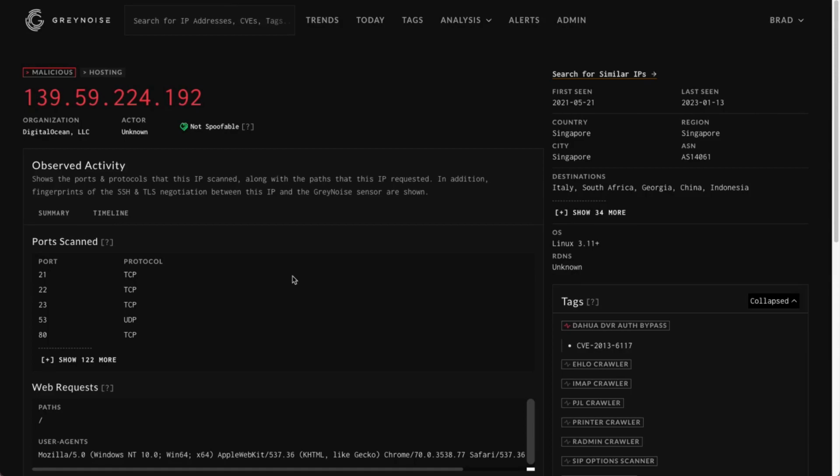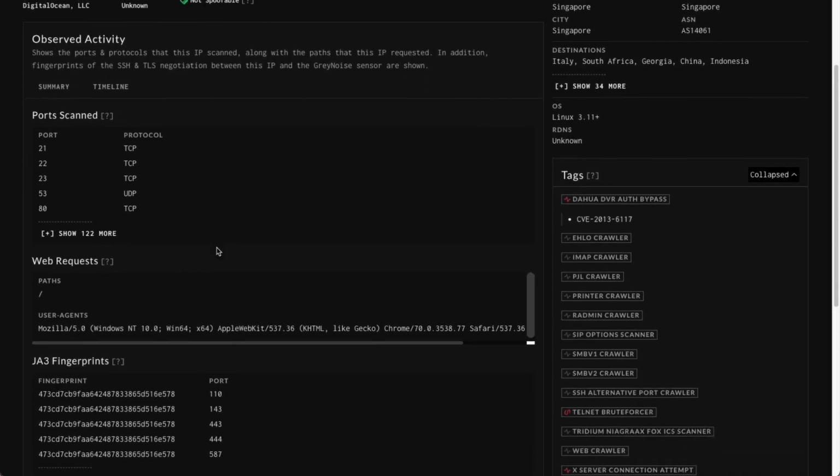Within the IP details page, you'll find the full breakdown of the metadata and observed activity. First, the organization, which is the network that the IP address belongs to. The actor, this is the owner of the IP address. Spoofable, which tells us whether or not this IP address completed a three-way handshake with the GreyNoise sensor network or not.